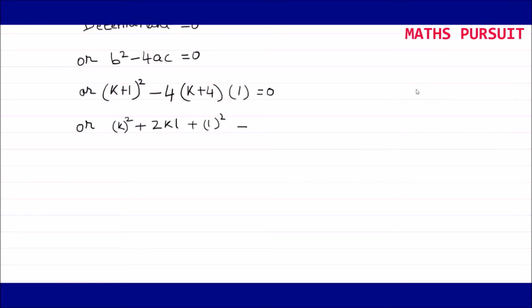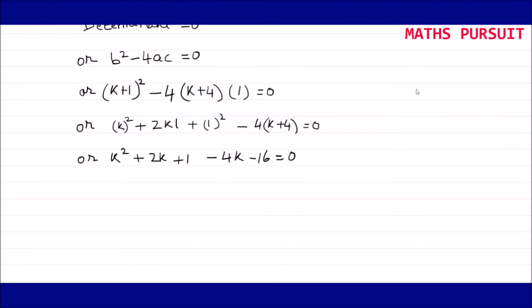Minus 4(k + 4) into 1, where the 1 I can ignore, because 1 multiplied with anything is that value itself. Or I can write k² + 2k + 1, because this is 2·k·1, minus 4k minus 16 is equal to 0.